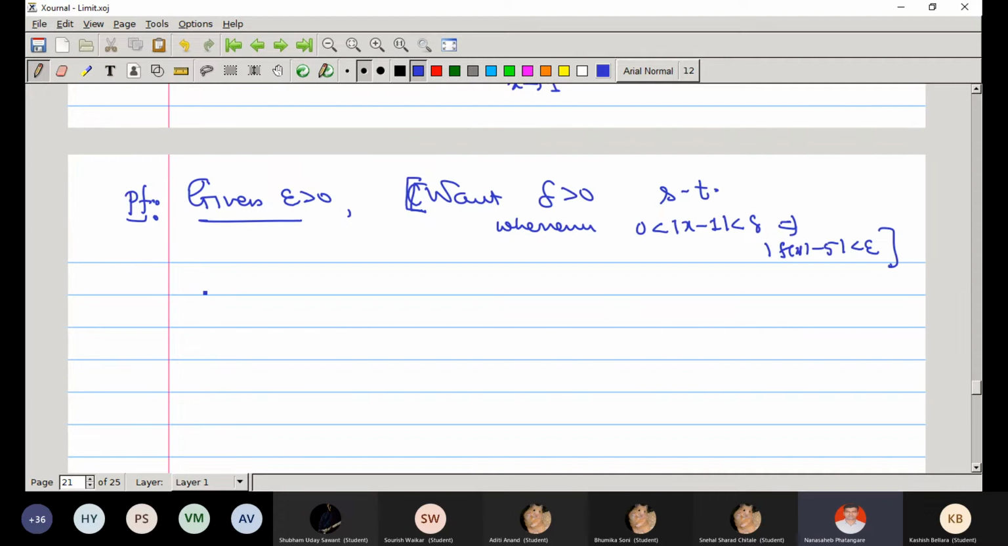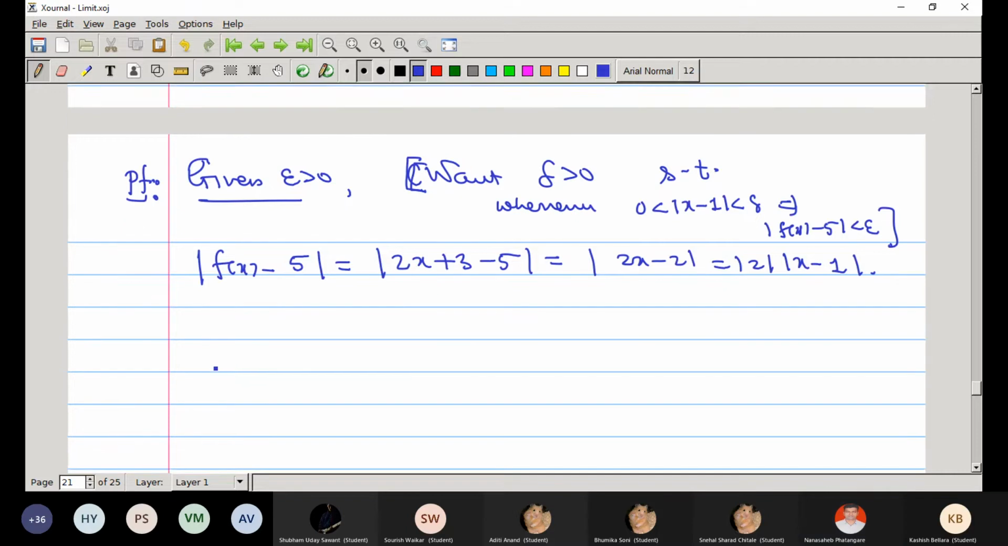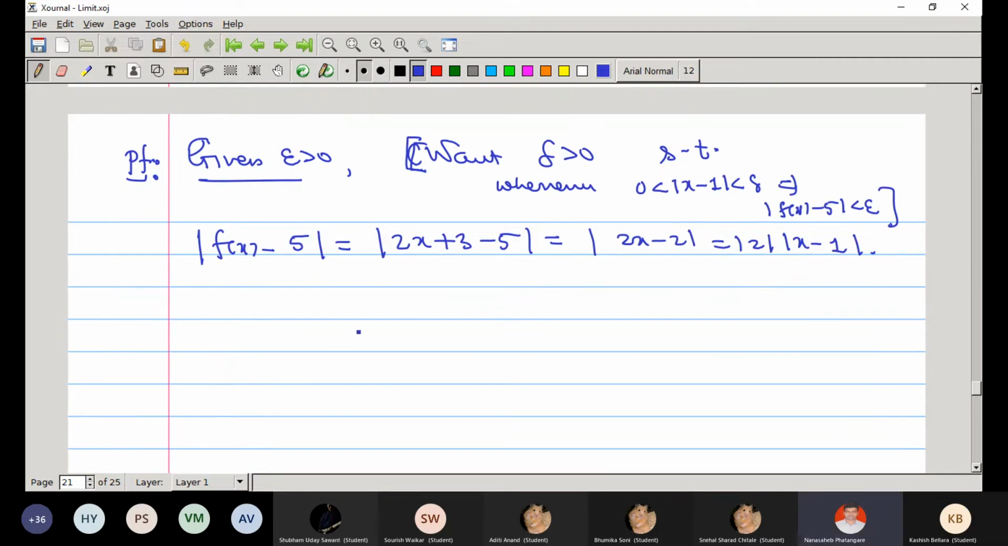First of all, try to simplify the expression so that we can guess delta. 2x plus 3 minus 5. So simplify this expression. So what is it? 2x minus 2. What is it? 2 into x minus 1. Correct? Now can you tell me delta immediately?